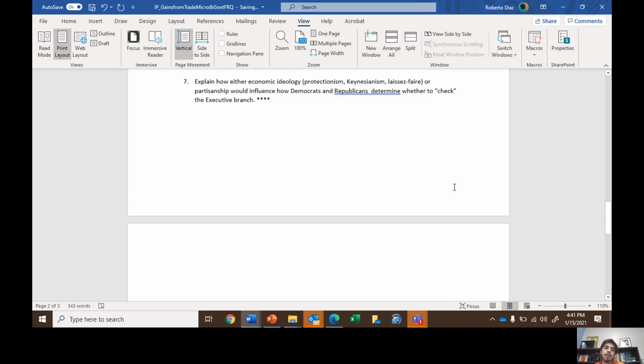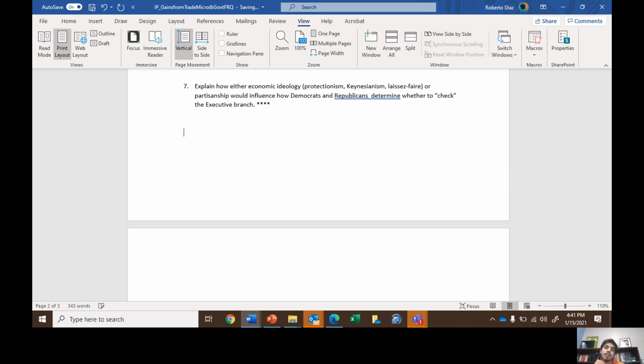Then number 7, explain how either economic ideology, protectionism, Keynesianism, laissez-faire, or partisanship would influence how Democrats and Republicans determine whether to check the executive branch. You can talk about so many different things. So we talked about laissez-faire economic ideology, this hands-off approach to the economy. And we said that conventionally, really before Trump, that was the go-to policy for Republicans, this hands-off approach to managing economic affairs, this veneration of free markets and stuff like that.